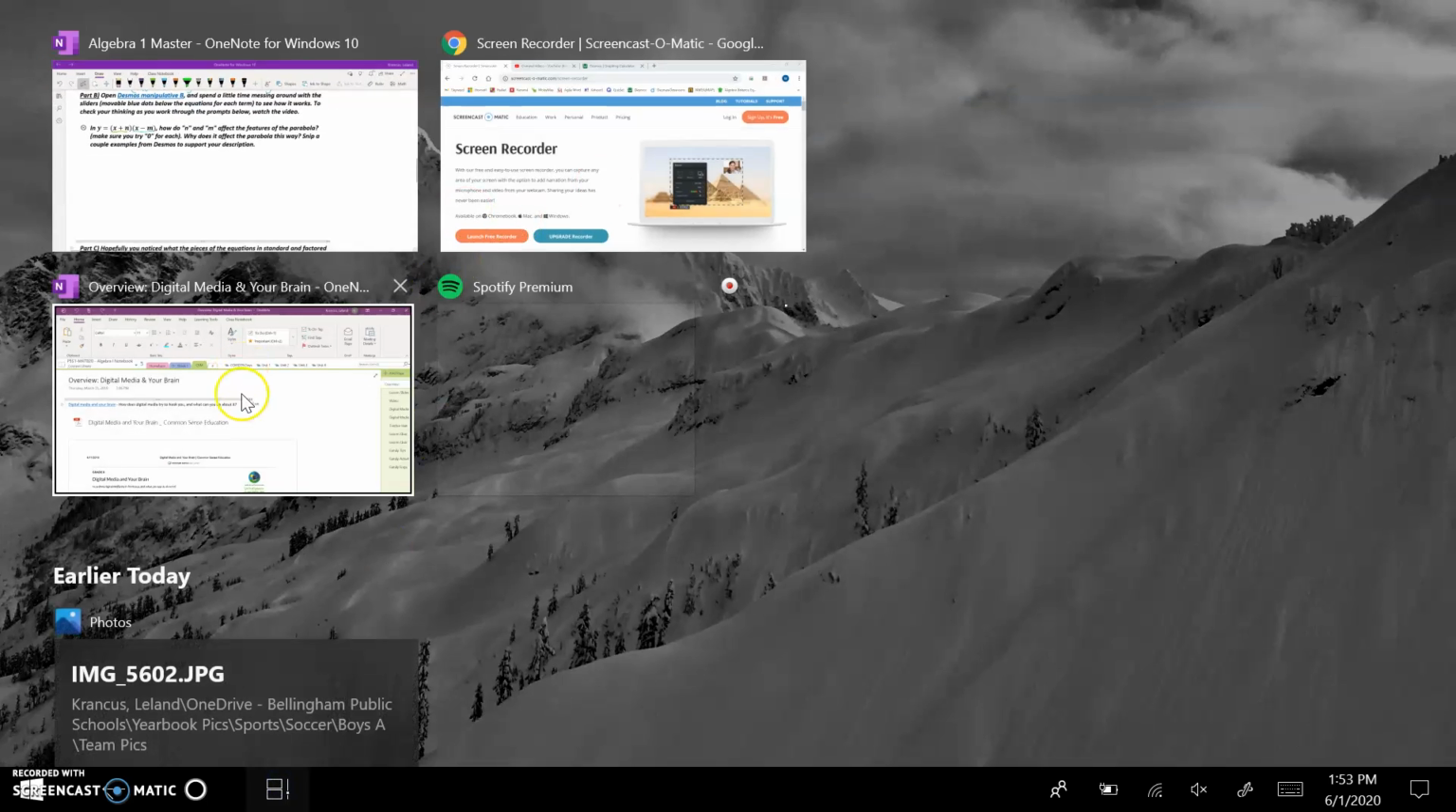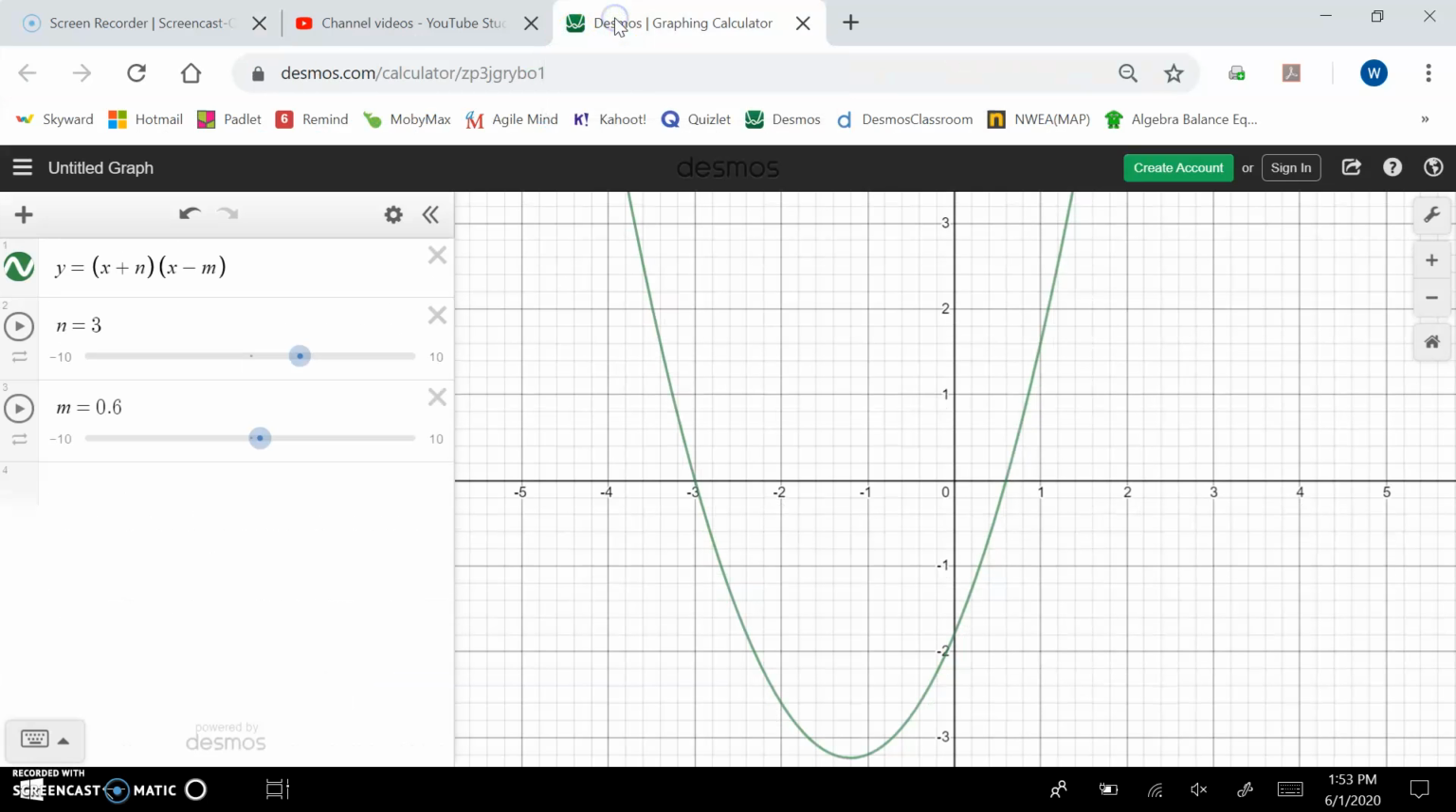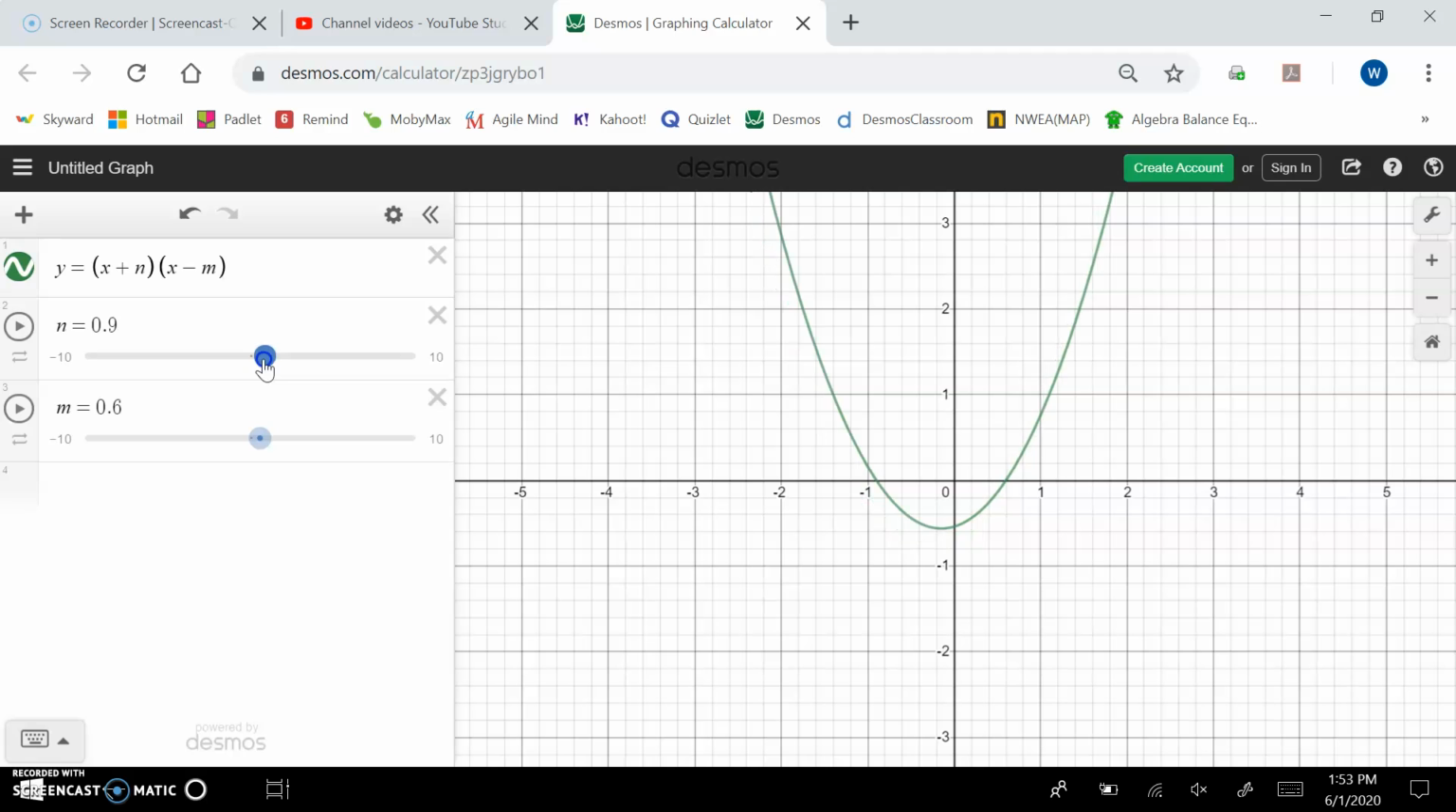So hopefully you had a chance to play with the manipulative. Notice what happens. You start out with n is 1 and m is 1. And notice the 1 and the negative 1 for the x-intercepts. This is not a coincidence. If I take one of these and increase the value of n, notice what is changing in the parabola. Notice that left side x-intercept shifted. So this n value is actually telling us one of our x-intercepts, but it's not the same sign. When n is 2, it has an x-intercept at negative 2.